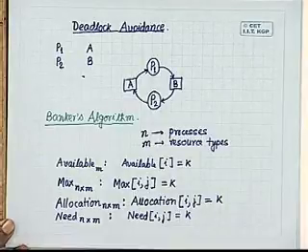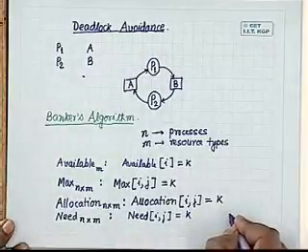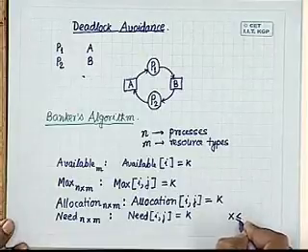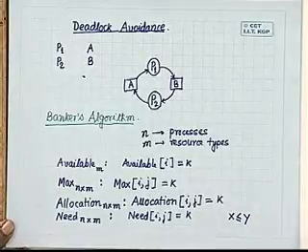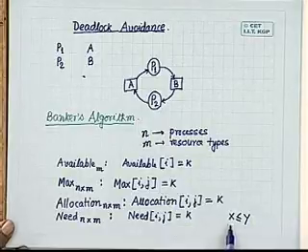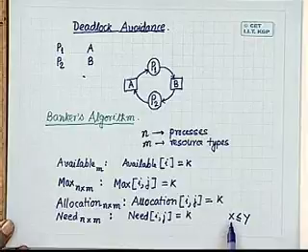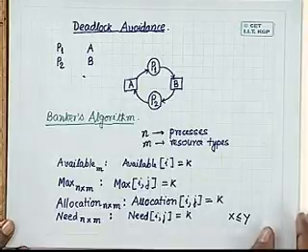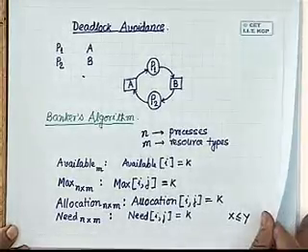And for this algorithm, we also assume that if x and y are two vectors, then x is less than or equal to y if every component of x is less than or equal to the corresponding component of y. That is how we define the less than or equal to relation between two vectors x and y. So using this, now we can write the Banker's algorithm for deadlock avoidance.